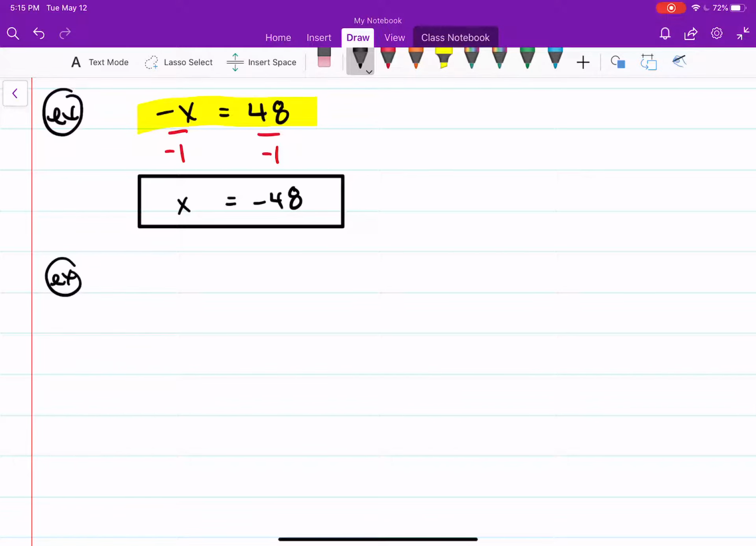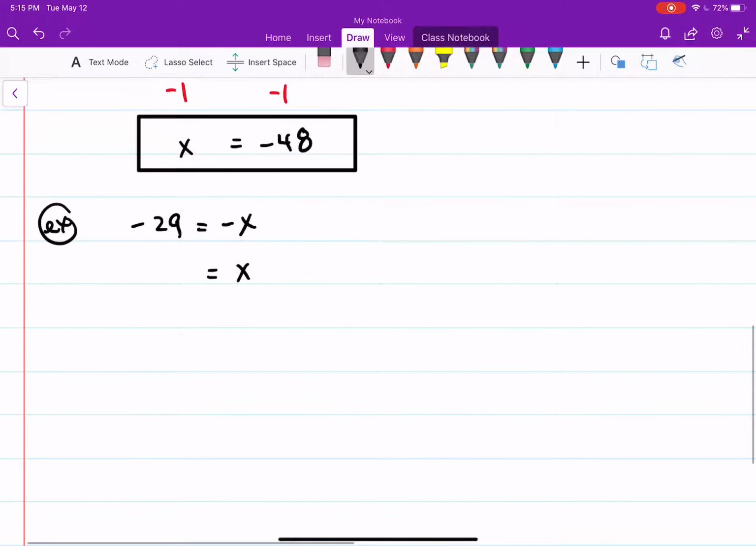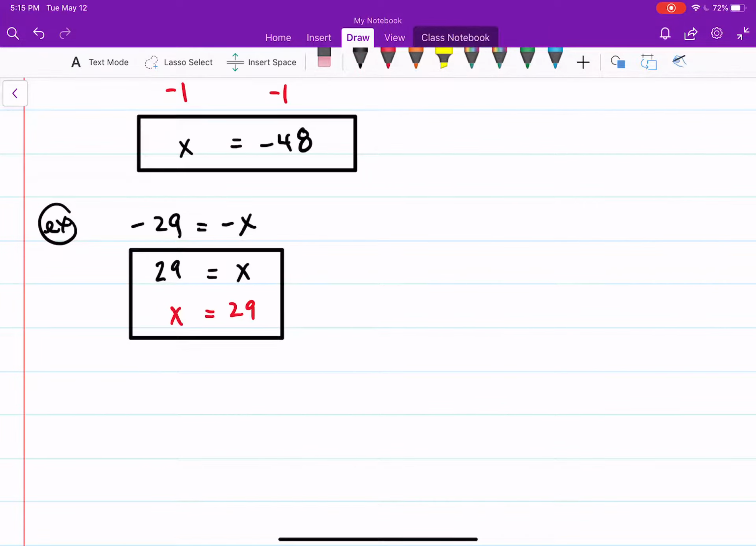Let's see here. So for example, if I had said negative 29 equals negative x, then x must equal 29. Okay, so now sometimes you guys go, well, but now the x is on the right side. Well, this and this mean the same thing. 29 equals x and x equals 29 mean the same exact thing. There's no changes to it. It still is the same thing.